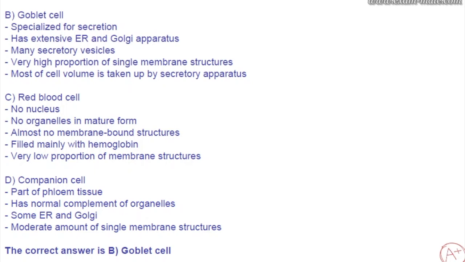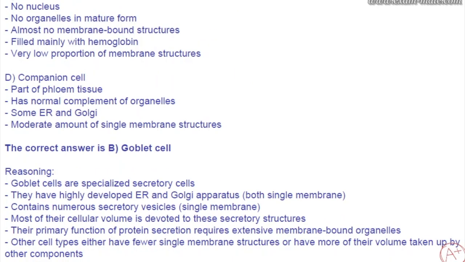D. Companion cell. Part of phloem tissue. Has normal complement of organelles. Some ER and Golgi. Moderate amount of single membrane structures. The correct answer is B.